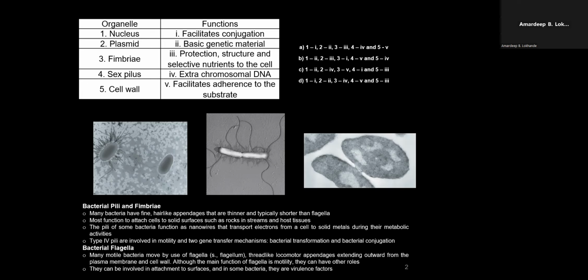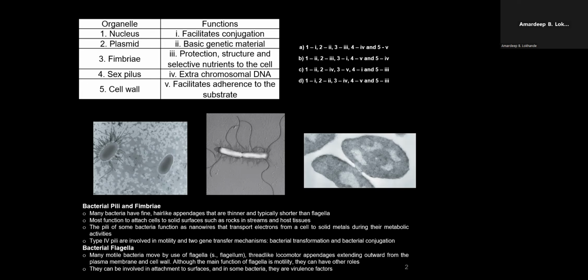How are they different? So a sex pilus is specifically used for conjugation purpose, transformation purpose, that is for genetic transfer. Also, in certain cases, it helps in motility. Whereas fimbriae are mostly used for attachment. Also, it helps in motility and attachment.